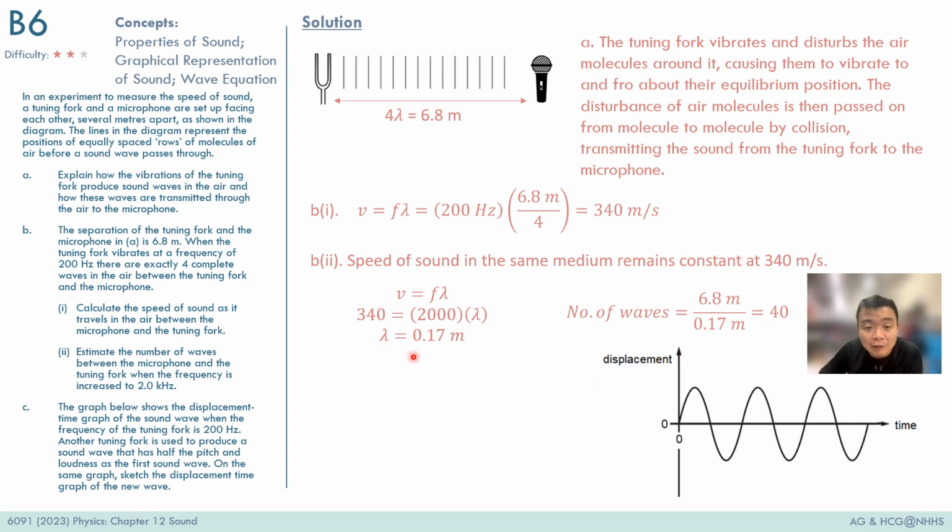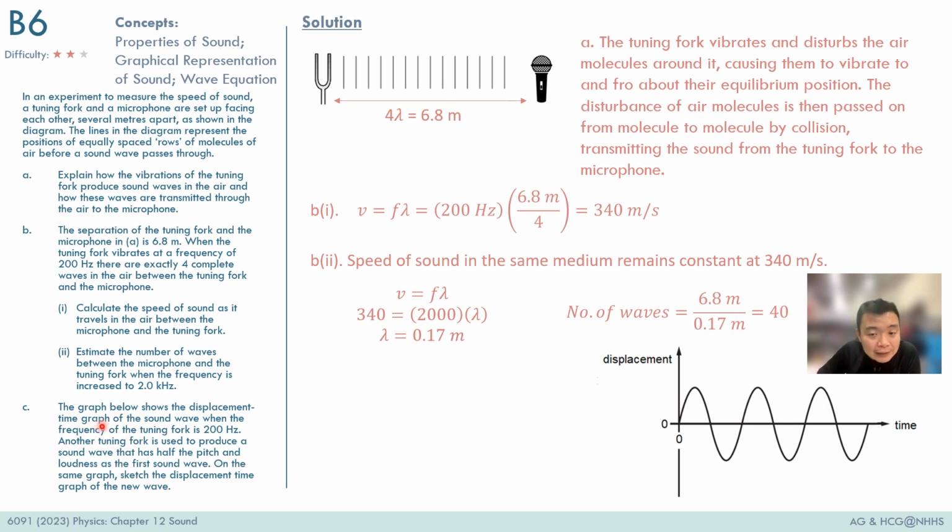So the wavelength now is 0.17 meters, and therefore within 6.8 meters distance between the tuning fork and the microphone, how many 0.17 meters can you fit in? So just do a simple division, you get 40 cycles.